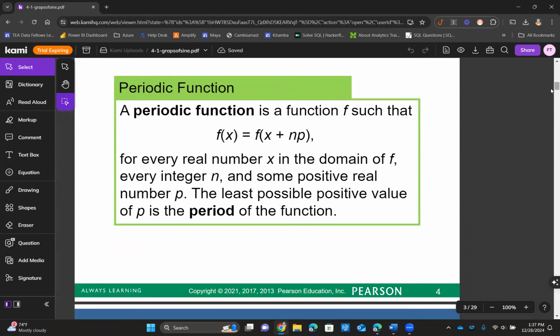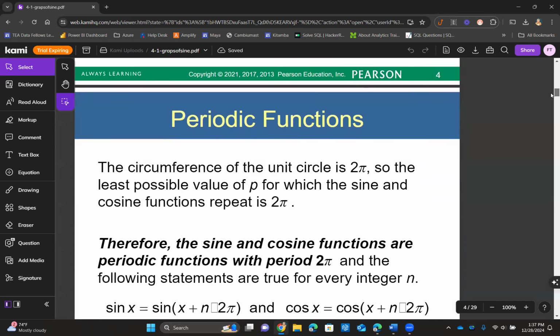So a periodic function in math is a function such that f of x is equal to f of x plus np for every real number x in the domain of f, every integer n, and some positive real number p. So the long story short is, if the graph is repeating itself, this is called a periodic function. And the least possible positive value of p is called the period. So when we figure out how often it repeats itself, this is called the period.